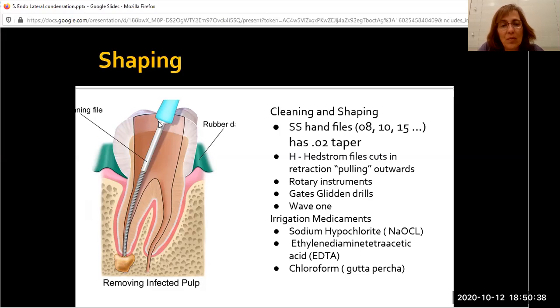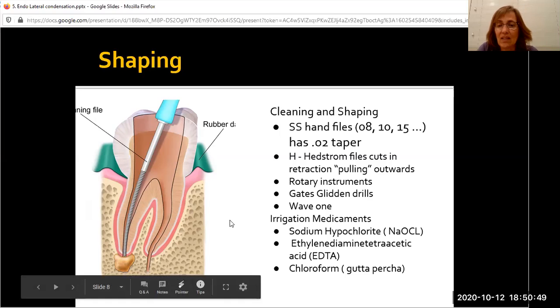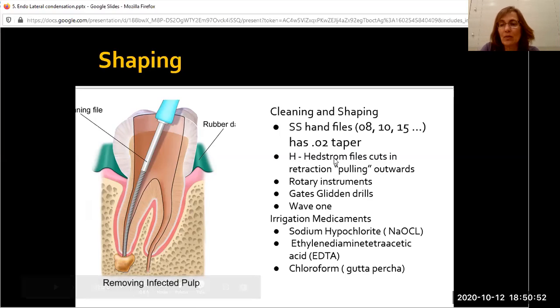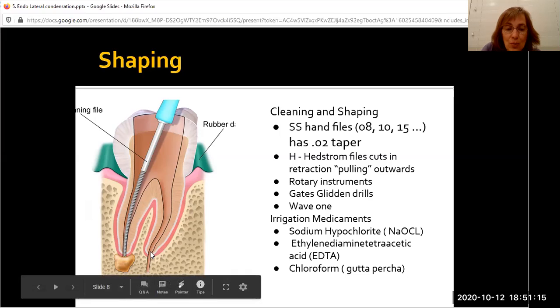And that reference point with the stopper will be used with every file, and it is an indication that the file has gone all the way down to working length. We have the Hedstrom files, which cut in a retraction, pulling outwards. Rotary instruments such as the Gates Glidden and also the Wave 1. The Gates Glidden open up the upper orifice of the chamber in order to get a straight access all the way to the apical foramen.